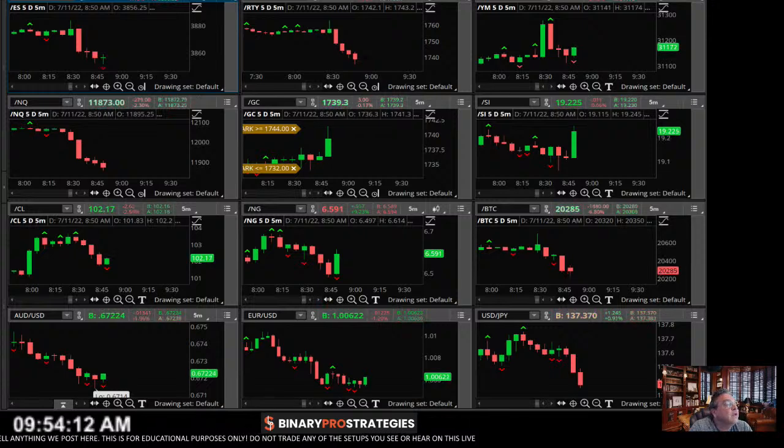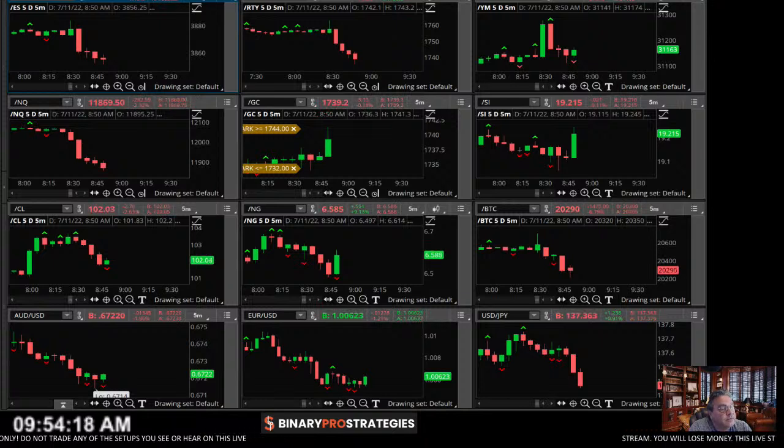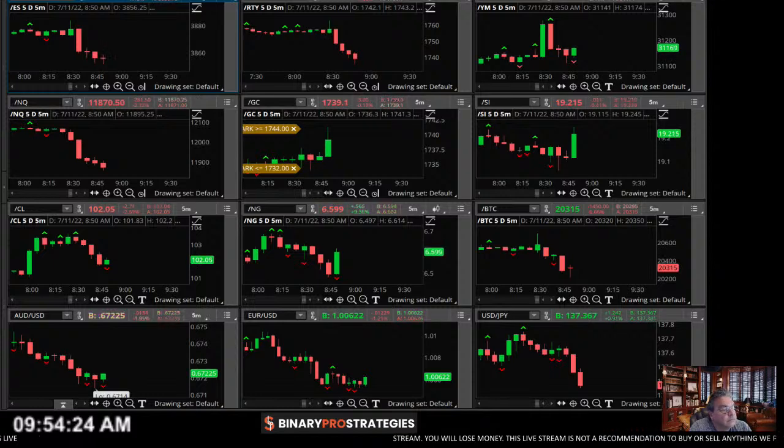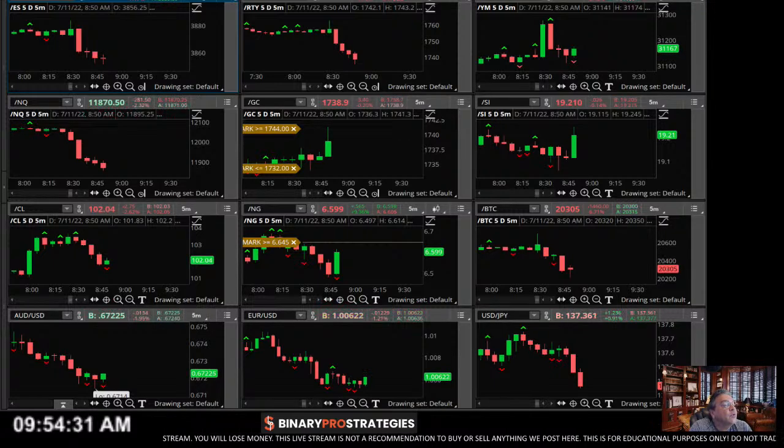Target is going to be 66.45. That would be my profit target on the gas. 6645. Reversal, if we don't hit target on the gas, is going to be 6495.